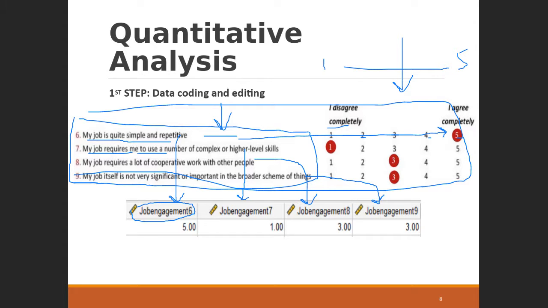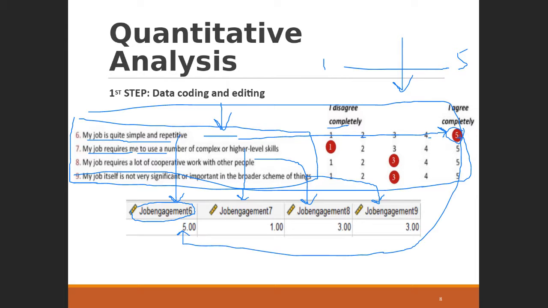That suggestion still upholds. Please use a 7-item scale instead of a 5-item scale. 7-item scales are more valid and more reliable as compared to 5-item scales. So this is a 5-item scale. 1 stands for completely disagree. 5 stands for completely agree. So the first question, job engagement 6. This question is responded to with complete agreement by your respondent. So you enter the code 5 here.